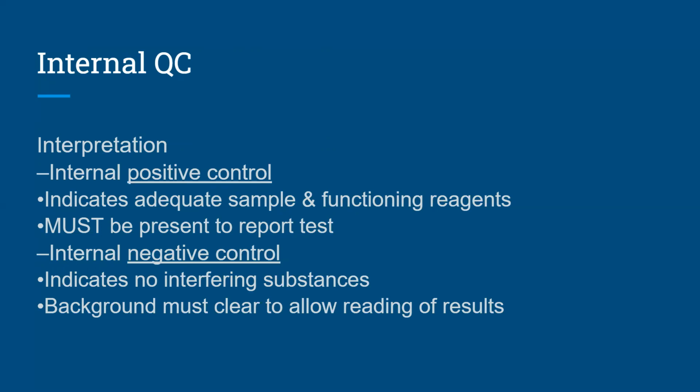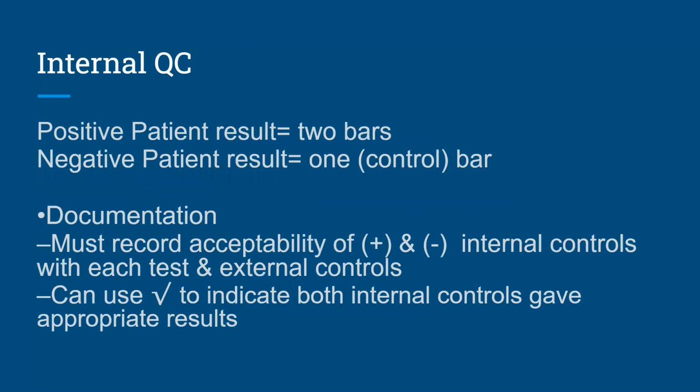So typically an internal positive control would be a control line on a cartridge, which we'll review in a minute. A negative internal control is often a clear background that allows clear reading of the test results with no interference. So again, the positive result is typically a control line and a test line on a cartridge, which I have a picture of on maybe the next slide. The negative patient result would be just the control bar with nothing in the test line.